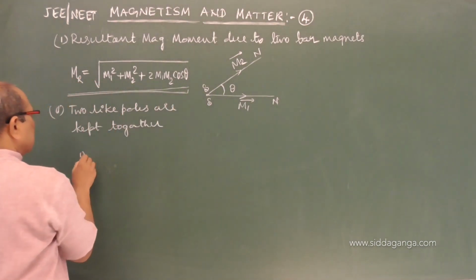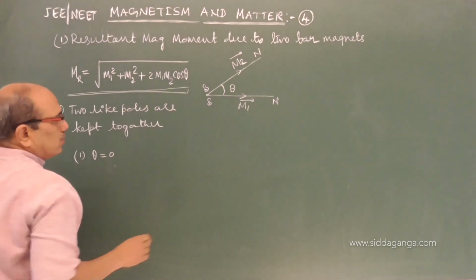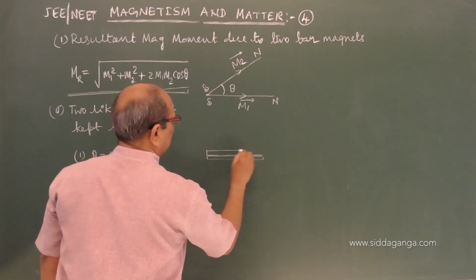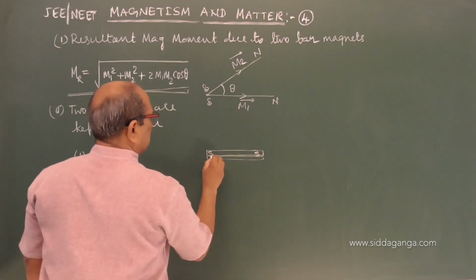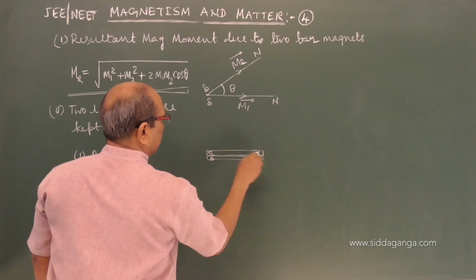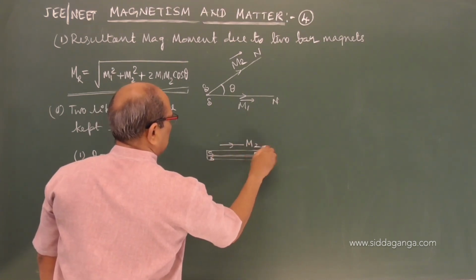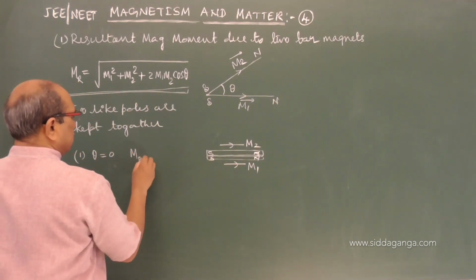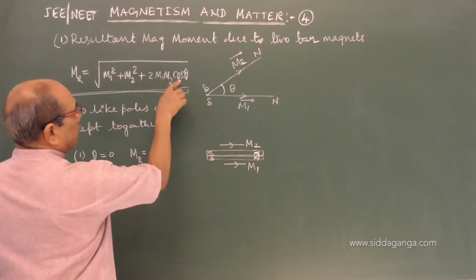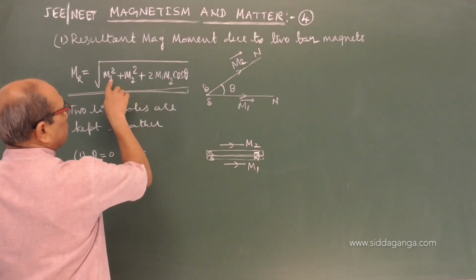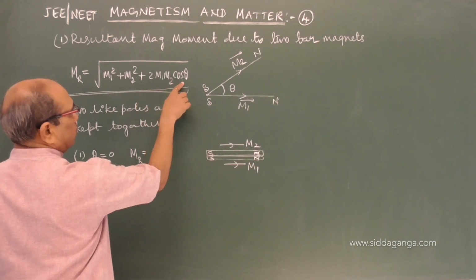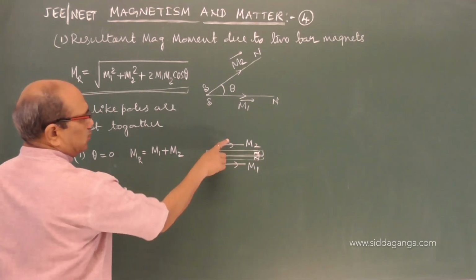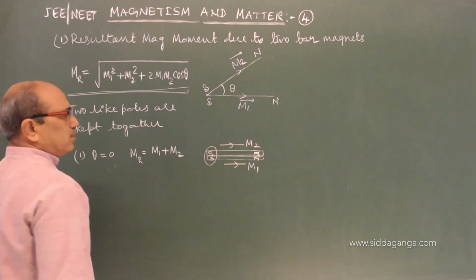A special case is when theta is 0. That means the two bar magnets are placed one above the other with their like poles together. This may be m2 and this may be m1, and the resultant magnetic moment is root of m1 square plus m2 square plus 2 m1 m2 cos 0, and cos 0 is 1. So simply I can write it as the sum of the two moments, m1 plus m2, with the like poles together, one above the other.